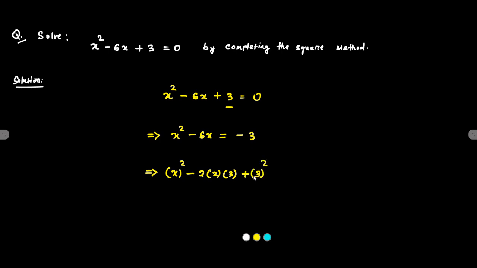So we have added plus 3 square extra on the LHS side. So we have to do the same for the RHS also: minus 3 plus 3 square. So that implies here this is a square minus 2ab plus b square. Okay, a square minus 2ab plus b square.